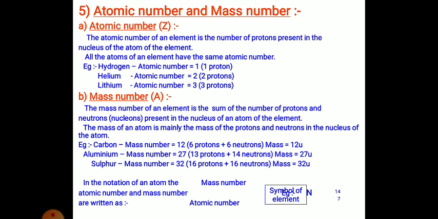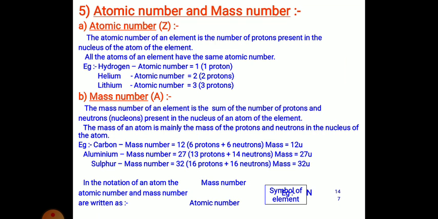Now students, atomic number and atomic mass, this concept we have already seen in our previous chapter, some basic concepts of chemistry. Again here we are going to repeat this point because it is part of this chapter. Atomic number we denote with the capital letter Z, and atomic mass number we denote with the capital letter A. The atomic number of an element is the number of protons present in the nucleus of the atom of the element. All the atoms of an element have the same atomic number. This sentence you should remember.